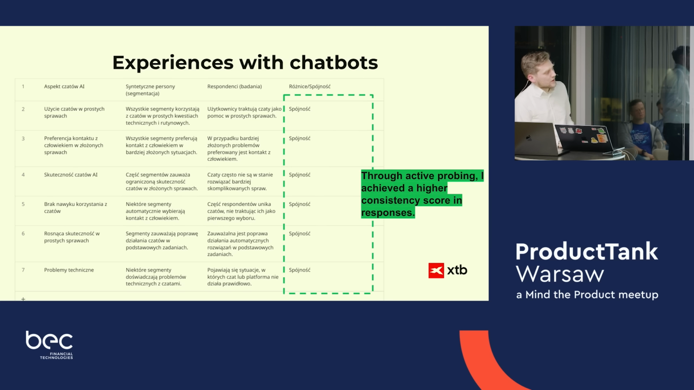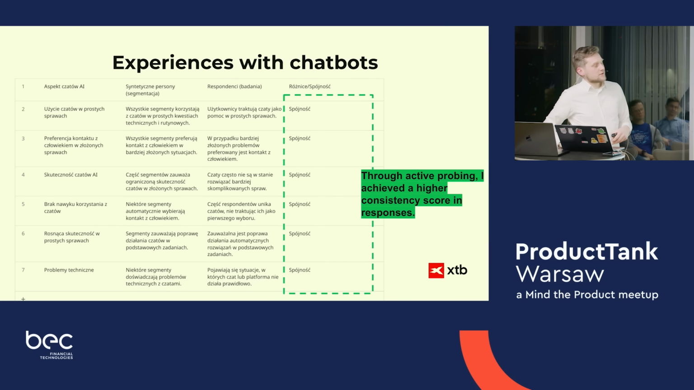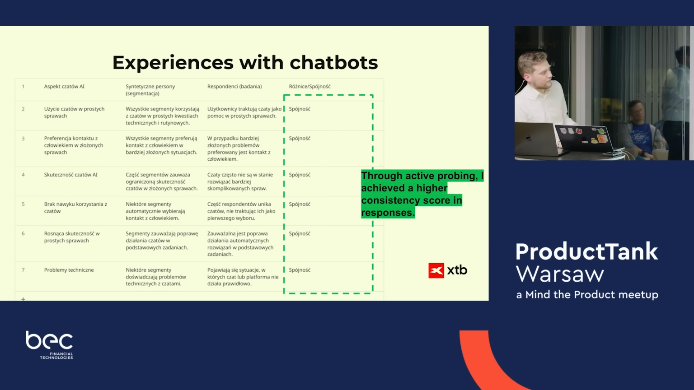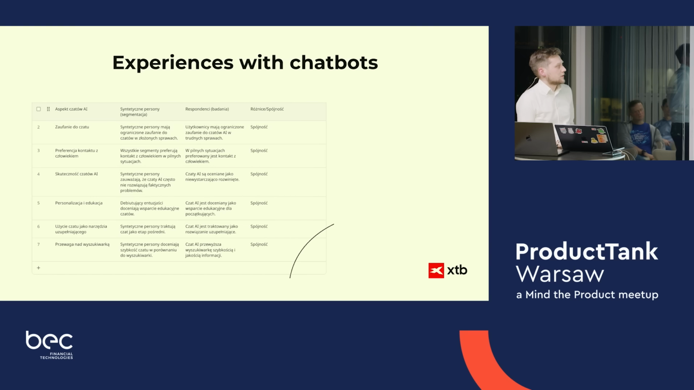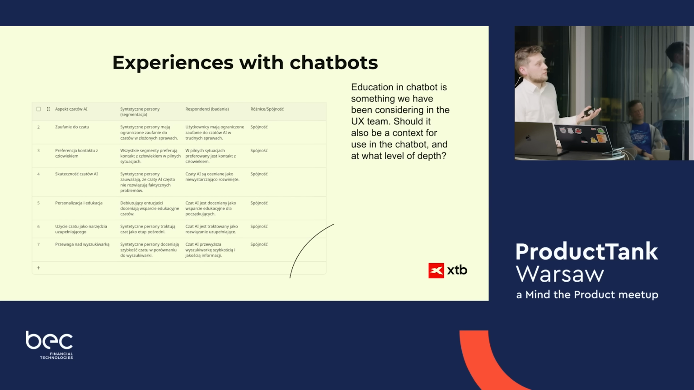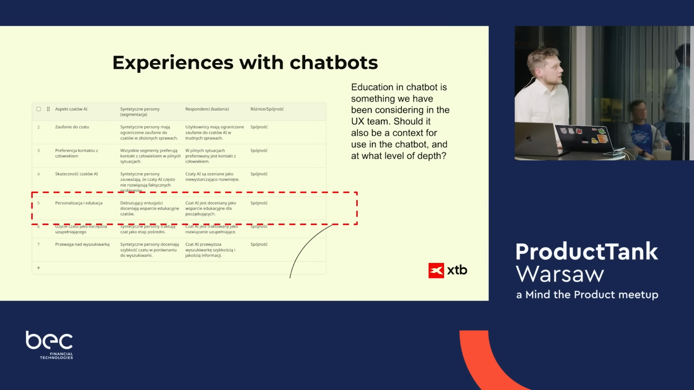And as you can see, the level of consistency rose. So through active probing, we achieved a higher consistency score in responses, right? We had the same problem with education, or maybe an issue with education. So we wondered if we should put educational content into the chatbot, and how it should be presented to the users, at what level of depth.